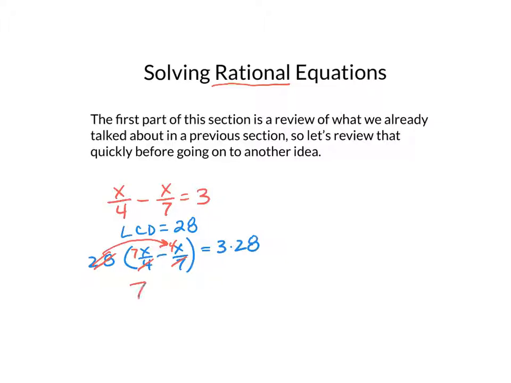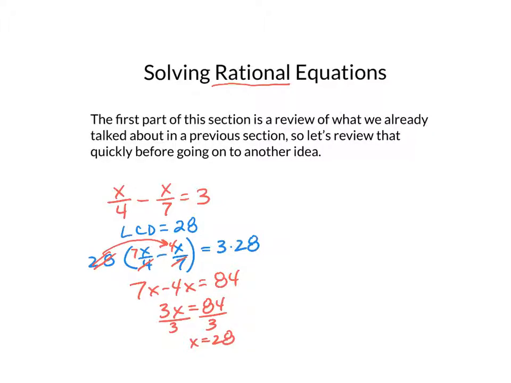So what I get is 7x subtract 4x is equal to, and then I'm going to multiply 3 times 28. 3 times 28 is equal to 84. And then I'm just going to continue to solve this. 7x subtract 4x gives me 3x, so 3x is equal to 84. I'm going to divide both sides by 3. I'm going to get a final answer here of x is equal to 28.